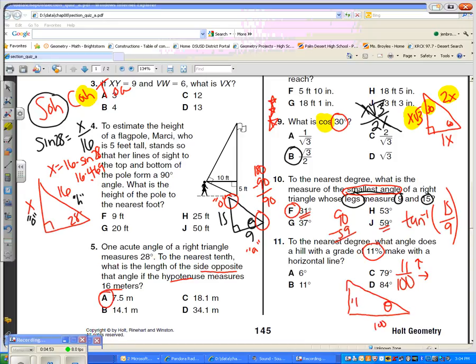So again, since we're trying to find an angle, we're going to use inverse SOHCAHTOA. We have an opposite side and we have an adjacent side, so we're again going to use inverse tan. Opposite over adjacent. Put that into your calculator and you get 6 degrees.